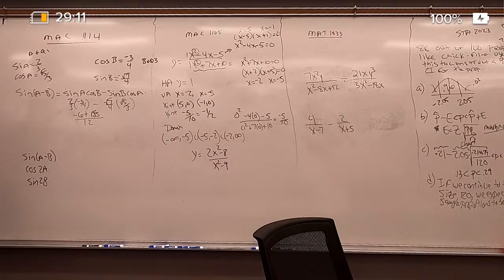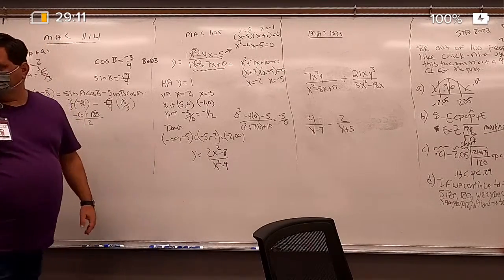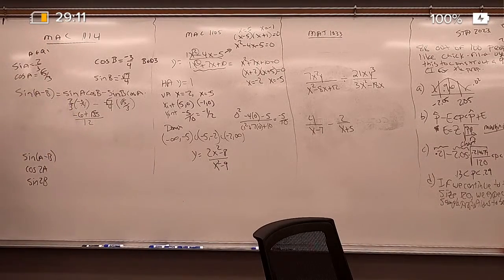All right. So sine A minus B is sine A cosine B minus sine B cosine A. So we got that. Now, cosine 2A. Cosine 2A, depending on how you do it, you can do it as cosine squared A minus sine squared A if you want, or you can do 2 cosine squared A minus 1. Whatever you want to do, it's up to you.